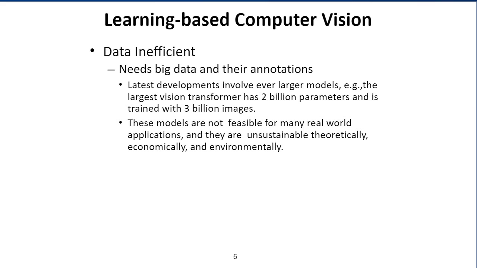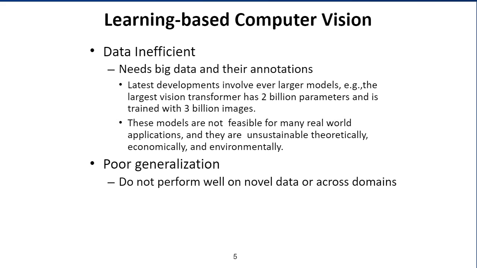The second limitation with existing learning-based computer vision is poor generalization. The existing deep learning-based computer vision algorithms perform extremely well on the datasets that are used to train the model. However, they do not generalize well to novel datasets and to different domains. And this is a serious limitation for real-world computer vision systems, because in the real world, the situation and the conditions can change, and can be very different from the conditions in the training dataset.